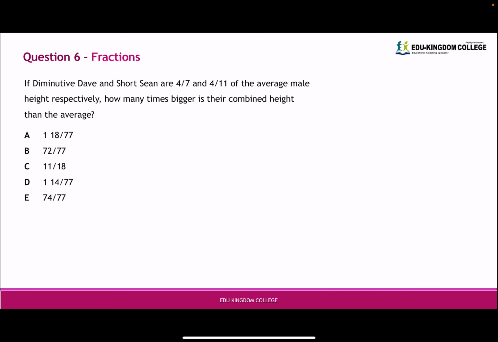Now, question 6, we're looking at fractions. So we have 2 nice short people, and they are 4/7 and 4/11 of the average male height, respectively, which just means in that order. So how many times bigger is their combined height? So we're just trying to find what proportion of the average male height they are when they're added together.